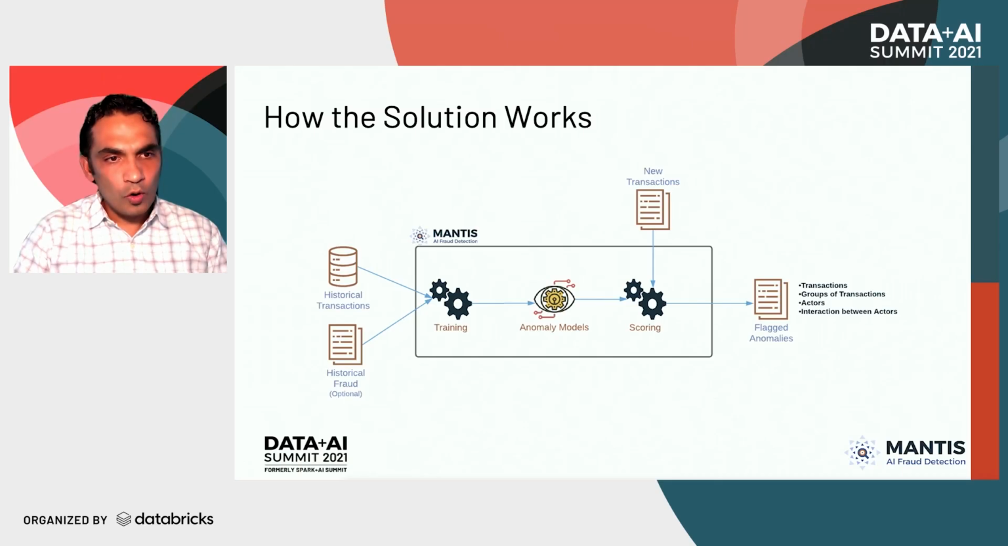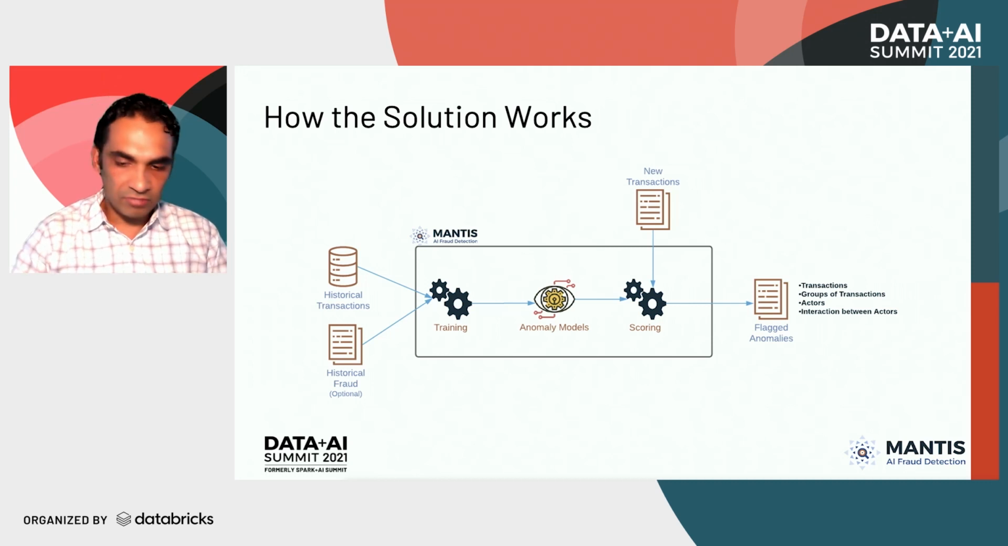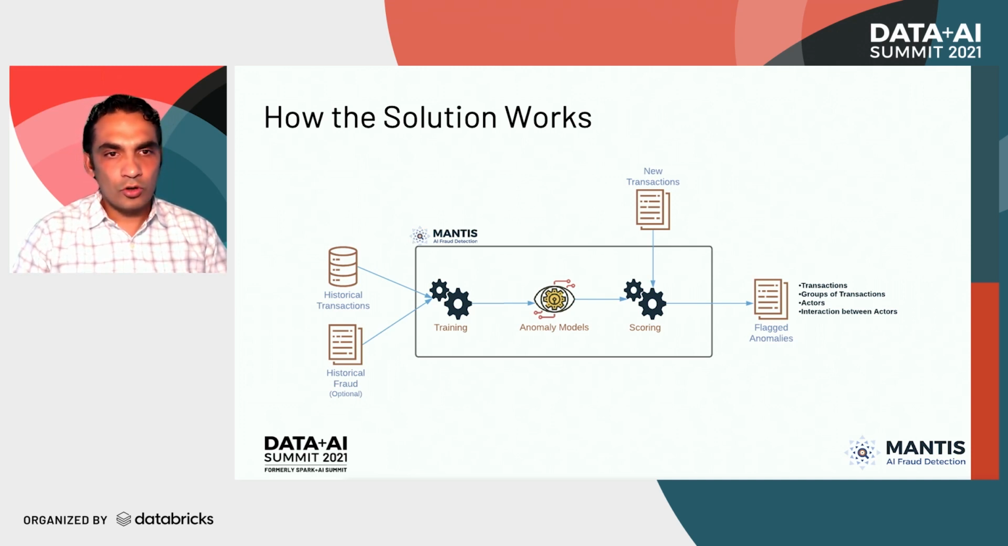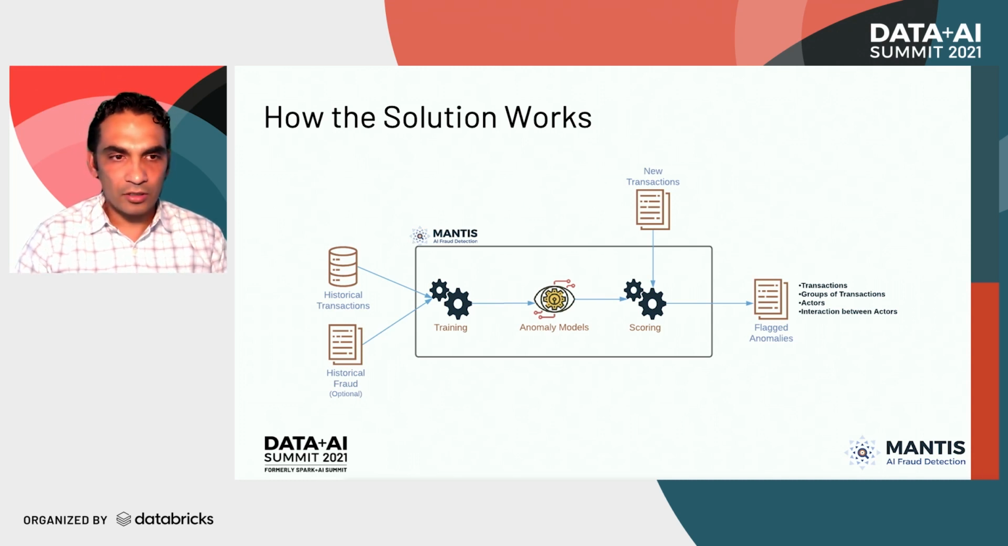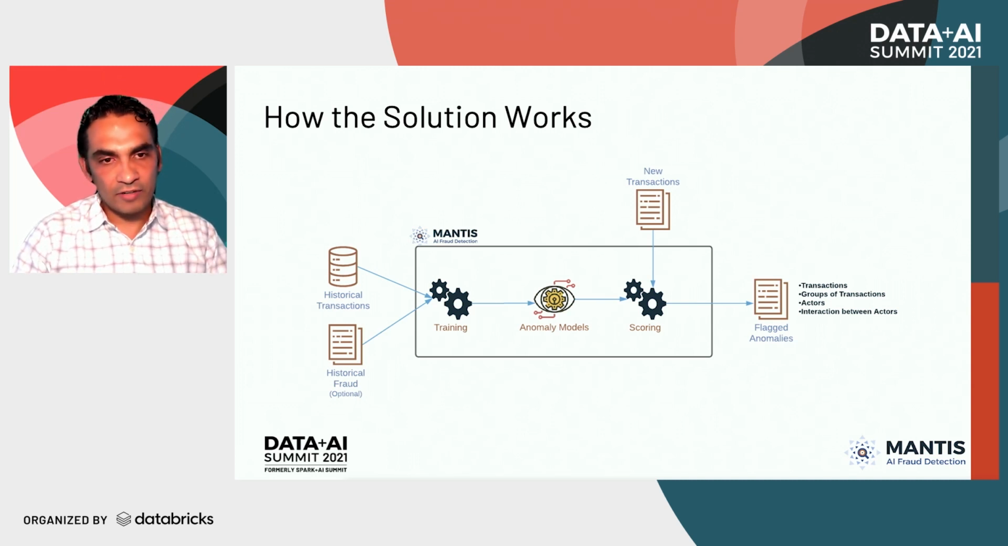So let me start with a high-level technical view of the solution. What does Mantis do? You bring in your historical transactions. In the use case, it was like 4 to 5 years, which Naomi mentioned. You can bring in historical fraud. It's optional. You don't have to. Otherwise, we'll just use the unsupervised models. So the solution trains with the historical transactions. You can also bring in some dimensions if you have them, like patient data, doctor data, and stuff like that.